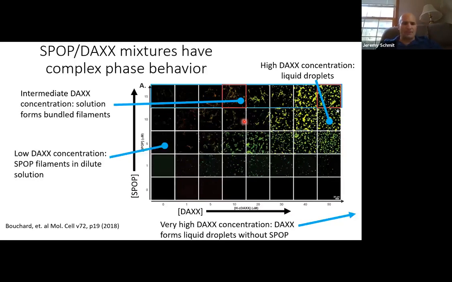Now, the last piece of the story that I should mention here is that at very high concentrations, DAX will phase separate into liquid droplets by itself. It doesn't need SPOP around to do it. So there's a self-association due to DAX, but it's fairly weak because you need to go to high concentrations for that to show up.